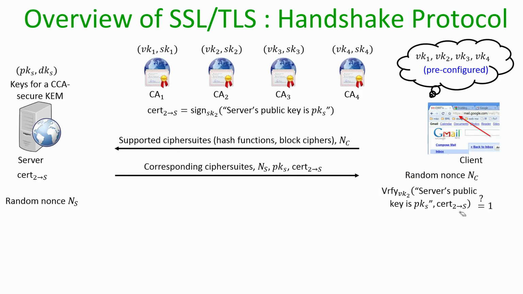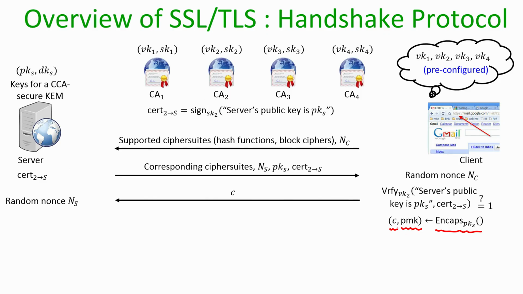For this example, I assume that the verification key of the certificate authority is available with the client and the certificate is verified properly. Once the certificate verification happens, the client runs the encapsulation algorithm of the underlying key encapsulation mechanism using the public key provided by the server, and as a result it will output a secret key which I denote as PMK, and an encapsulation of this PMK. This PMK is nothing but the pre-master key. So, this encapsulation algorithm will output a pre-master key and its encapsulation C.